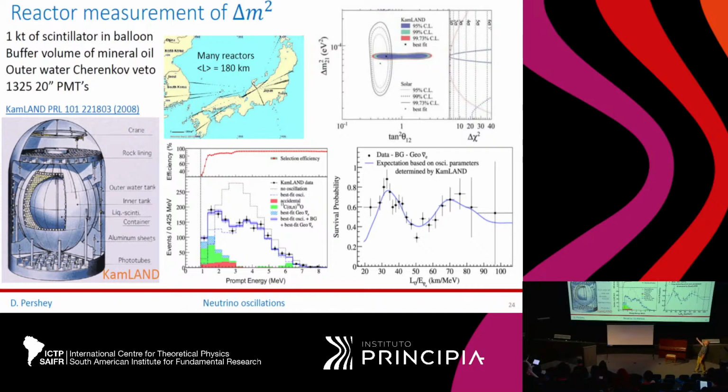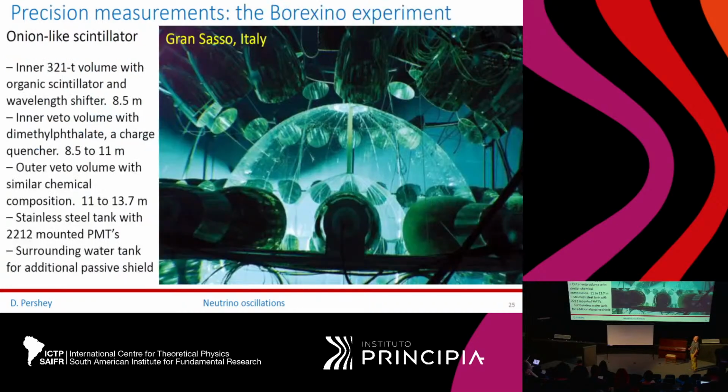So SNO and SK give you a good measurement of this angle here, but KamLAND gives you, through the frequency, a very good measure of the delta m squared. So this is a nice demonstration of the complementarity of these two approaches, and by having these two very different approaches to measure oscillations on the solar baseline, we can get a more complete picture of what is going on.